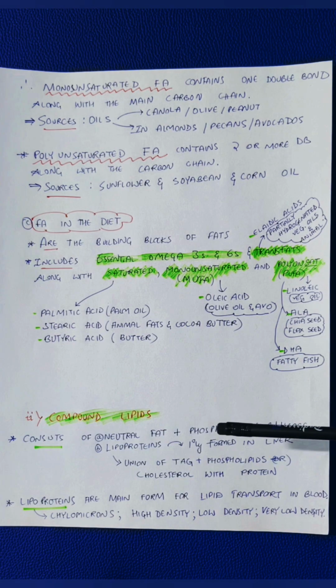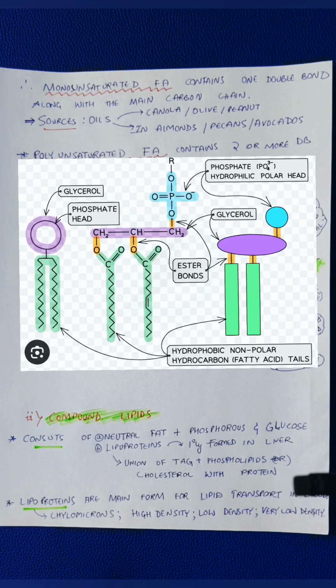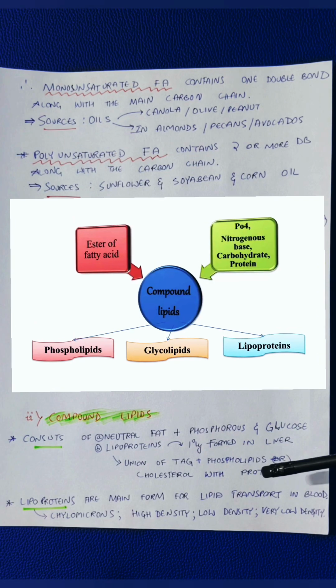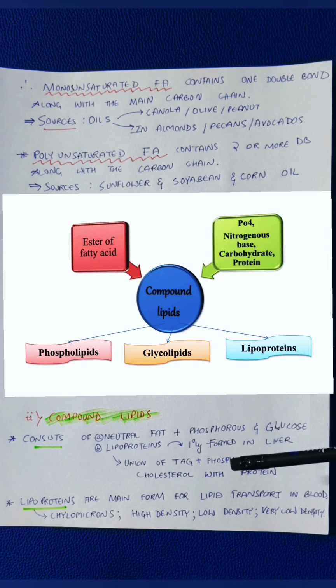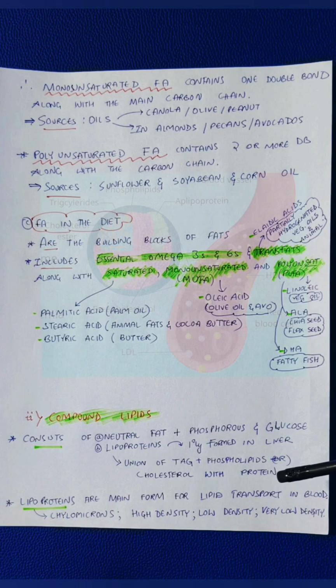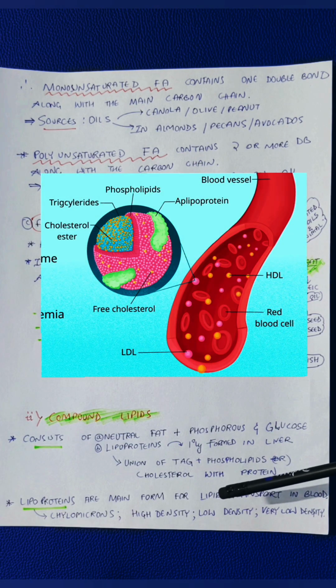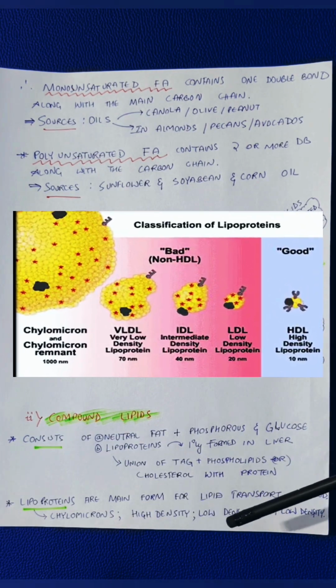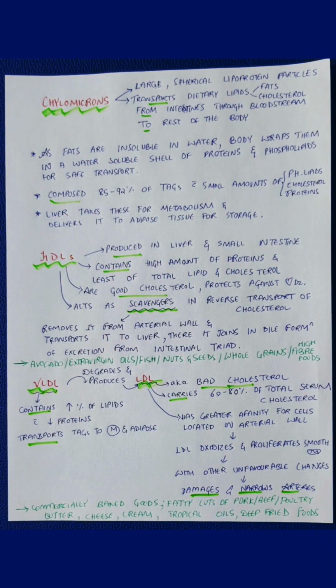We have compound lipids. They consist of a neutral fat along with phosphorus and glucose, and lipoproteins, primarily found in the liver. Lipoproteins are a union of TAGs and phospholipids or a combination of cholesterol with proteins. Lipoproteins are the main form of lipid transport in the blood, found as chylomicrons, high density, low density, and very low density lipoproteins. The chylomicrons are large spherical lipoprotein particles.